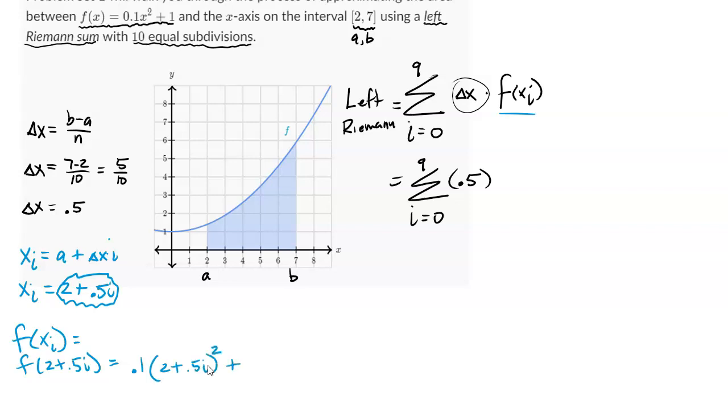Perfect. You're going to put 2 plus 0.5i in place of x. Correct. Okay.